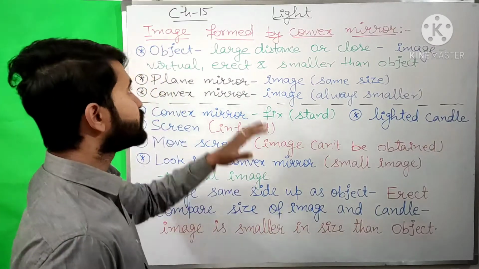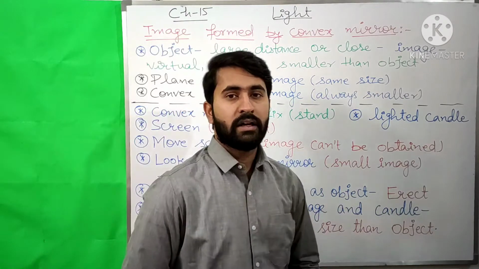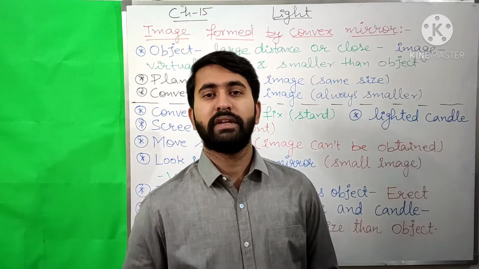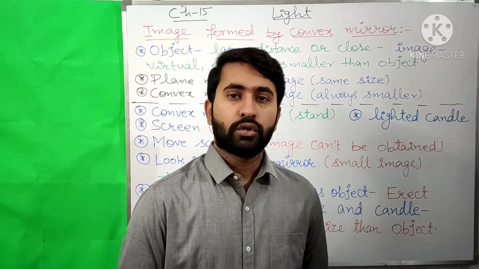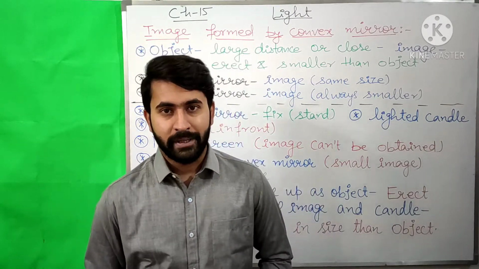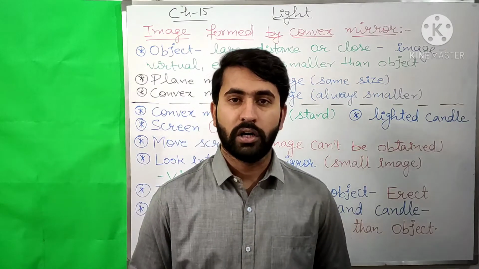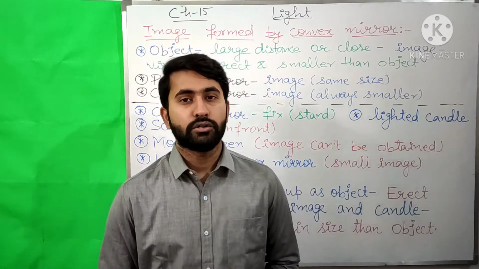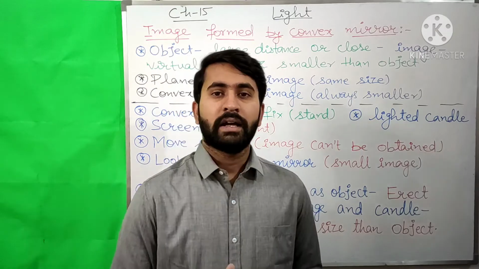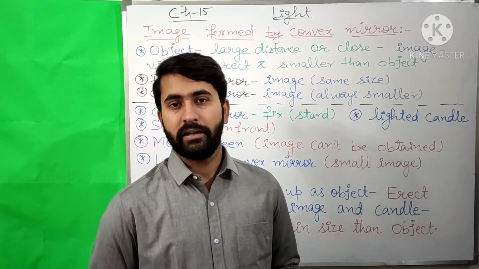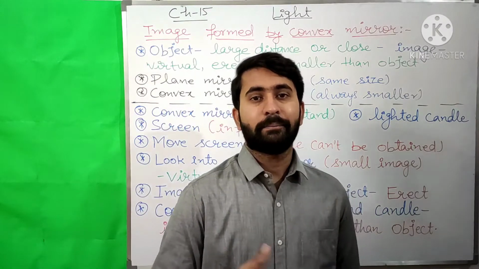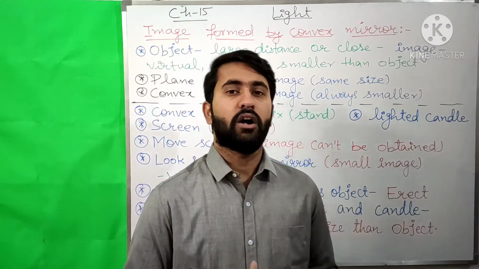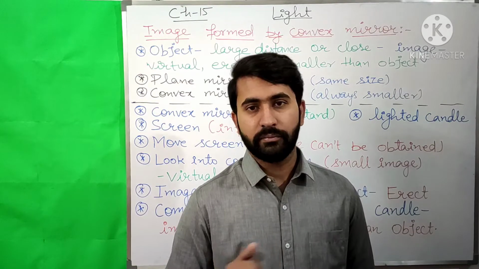We are reading chapter number 15, Light. In our previous video, we have read about concave mirror and its uses. Today we will learn about the image that is formed by a convex mirror, and we will also learn about the lenses. In the case of a concave mirror, the nature of the image that is formed depends on the distance of the object from the concave mirror.